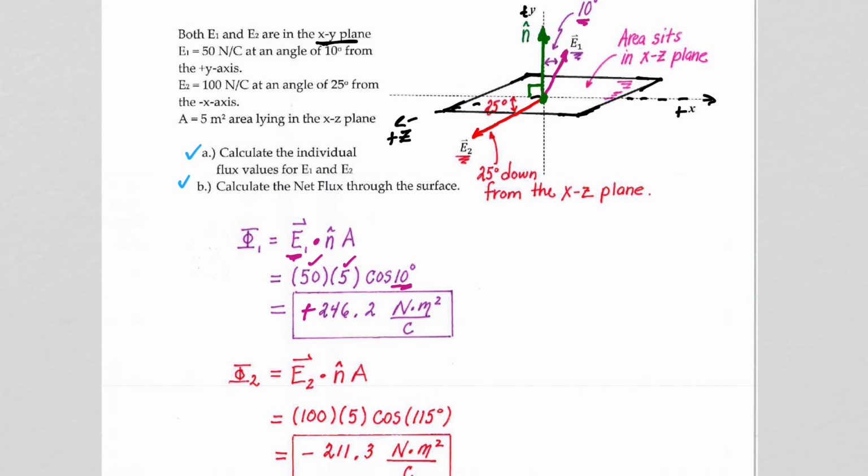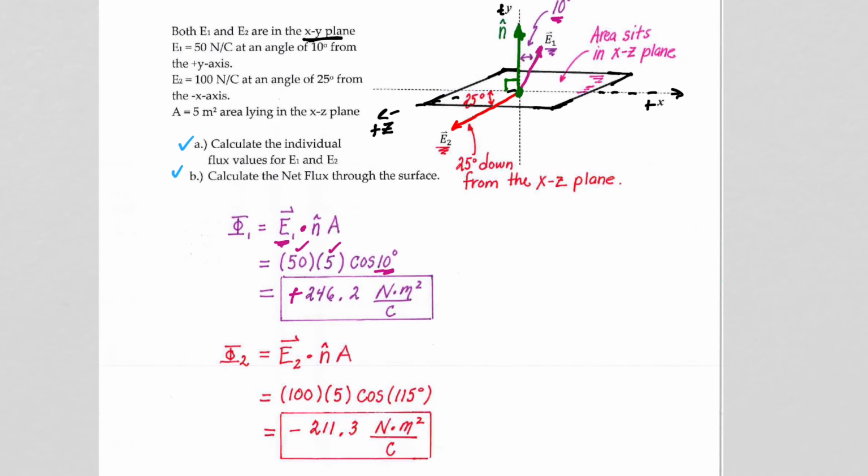How about flux 2? Well, flux 2 gives us magnitude of the first, 100, magnitude of the second, the area, which is 5 in this case, and cosine of the angle between the two drawn from a common origin, the 115, and we get negative 211.3 Newton meters squared per coulomb. And those are our individual flux answers. So again, no x hat, y hat, z hat with our answers ever. It's a scalar answer.